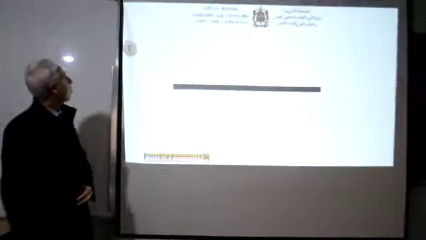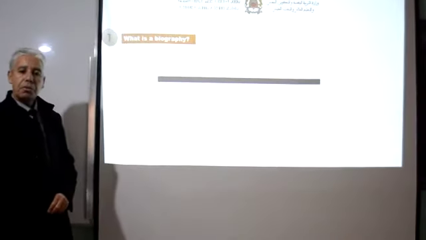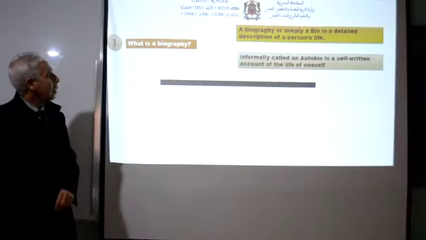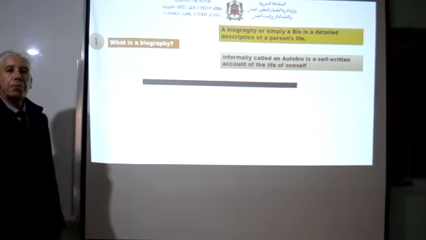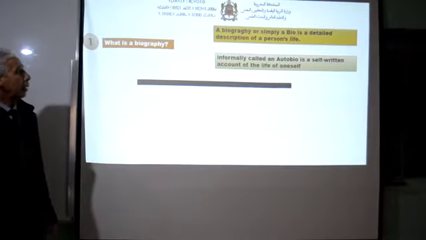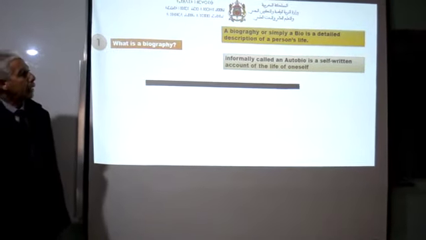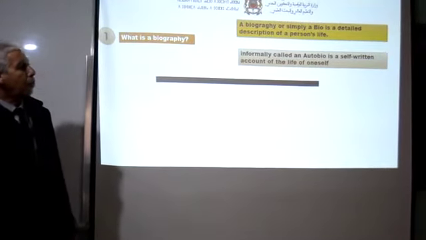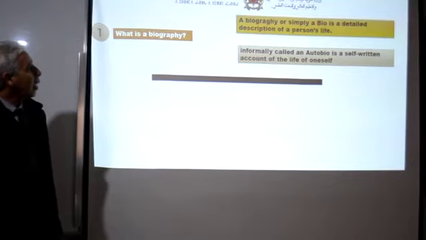So before we start our writing lesson, I'd like to ask you two important questions. The first one is, what is a biography? I'll give you two options. The first is a biography, or simply a bio, is a detailed description of a person's life. The second, informally called an autobiography, is a self-written account of the life of oneself. Choose the right answer.